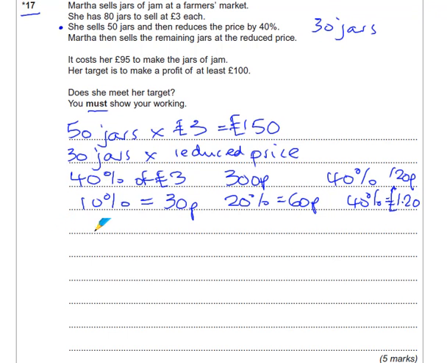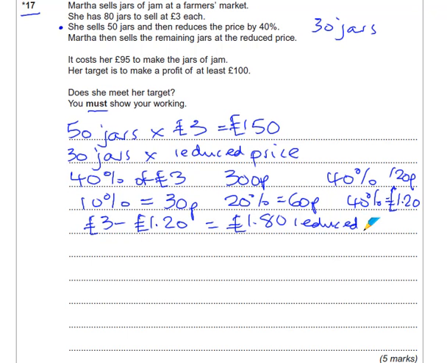So we need to take that £1.20 off the £3. So £3 take away £1.20 gives us our reduced price. £3 take away a pound is £2. Take off the 20 pence. £1.80 is our reduced price.